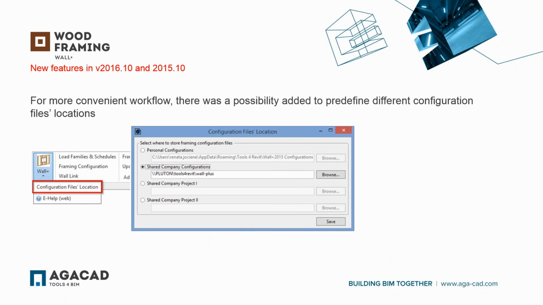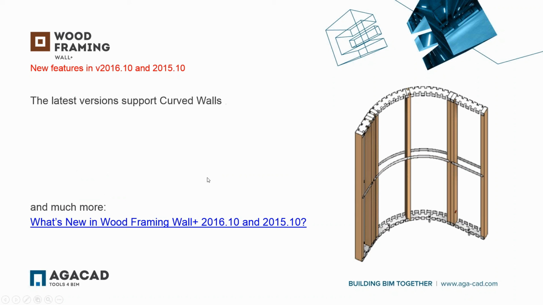Then we added more possibilities to predefine different configuration locations, as I used today. For example, this is a default configuration which comes together with the software, but at the same time you can put common configuration into a common location and share it with your colleagues. Then we added the possibility to frame even curved walls, not just straight walls.